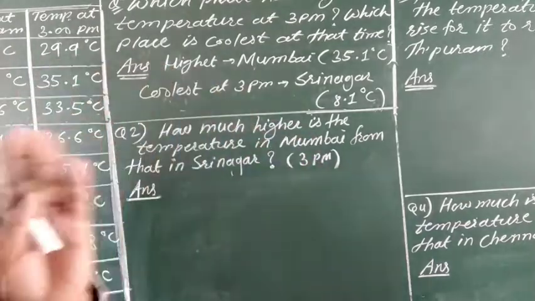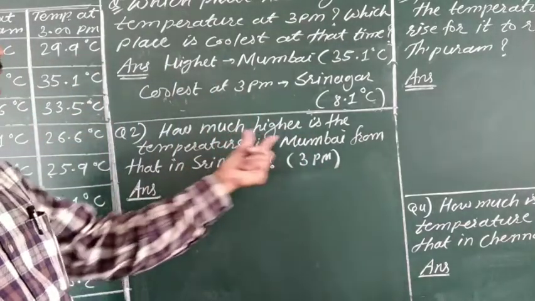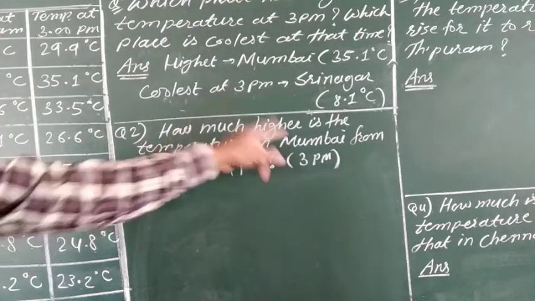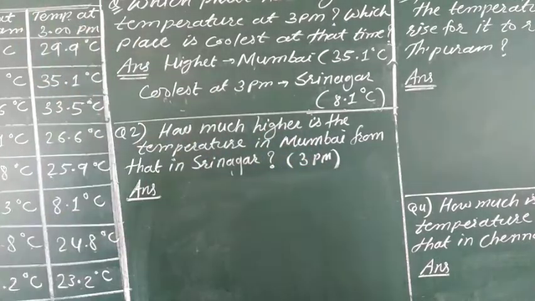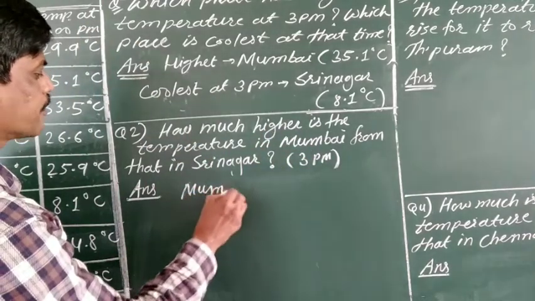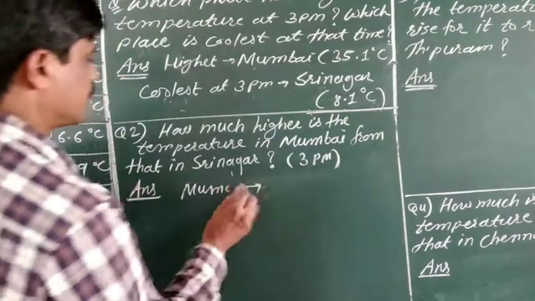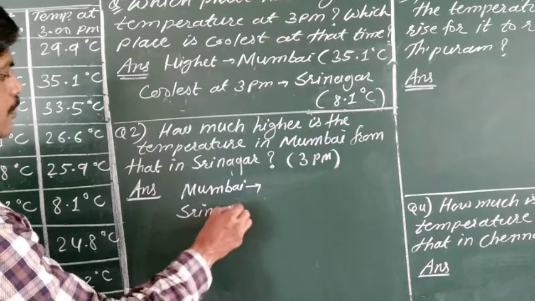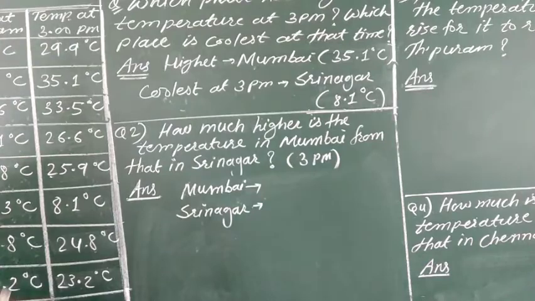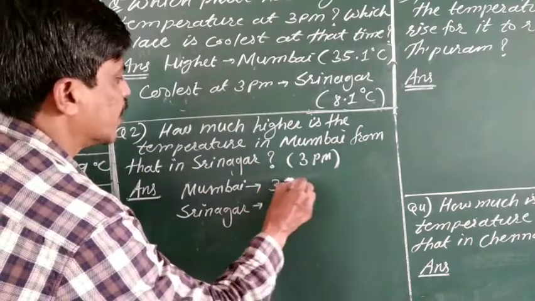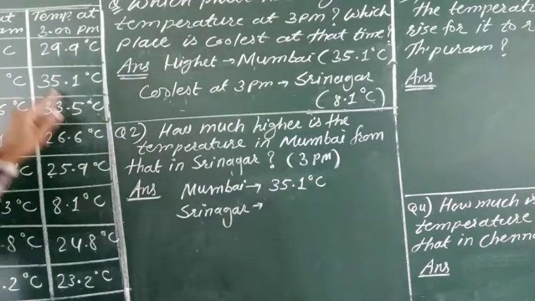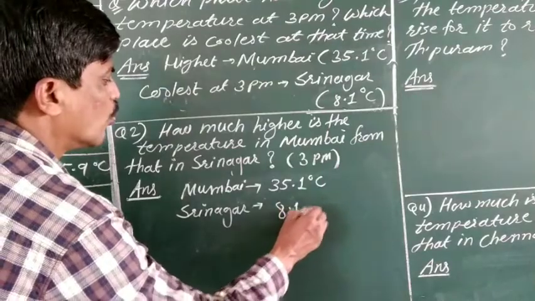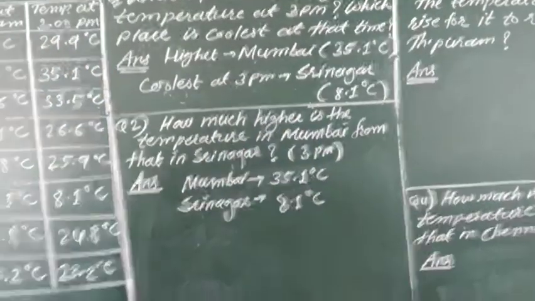At 3 PM, we have to take the temperature of both cities, Mumbai and Srinagar, and then compare how much higher the temperature of Mumbai is than the temperature of Srinagar. So see, first of all we write here Mumbai, and then Srinagar. What is the temperature of Mumbai at 3 PM? It is 35.1 degrees Celsius and Srinagar is 8.1 degrees Celsius. Now we have to compare how much higher it is.